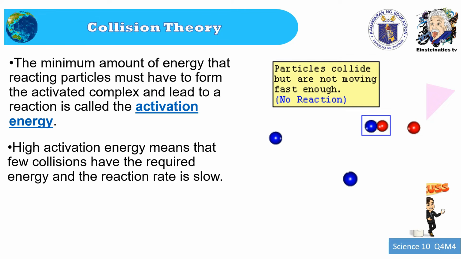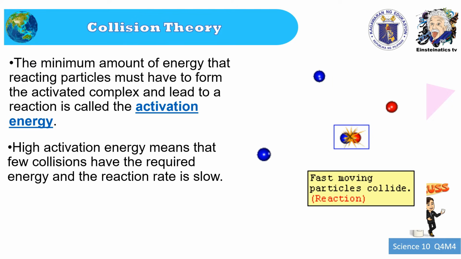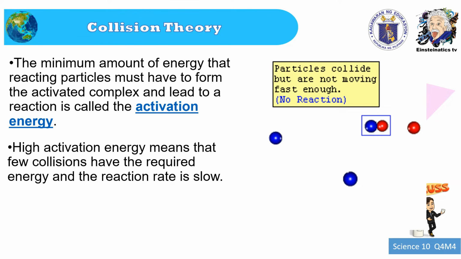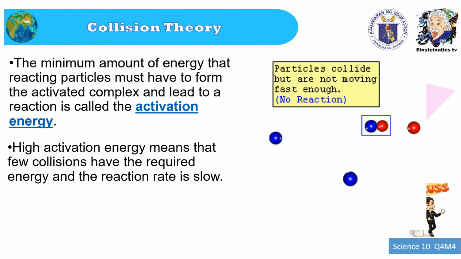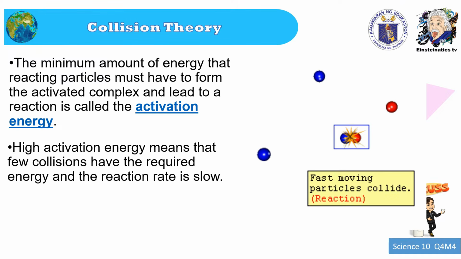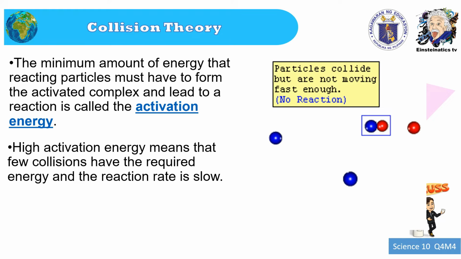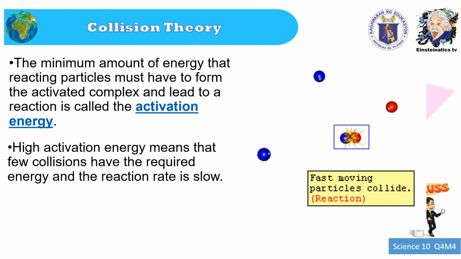So, aside sa correct orientation, nangangailangan din yung isang chemical reaction ng tinatawag na activation energy. So, high activation energy means that few collisions have the required energy and the reaction rate is slow. So, ibig sabihin, kailangan merong enough energy para mabuo or mangyari or maging successful yung chemical reaction.